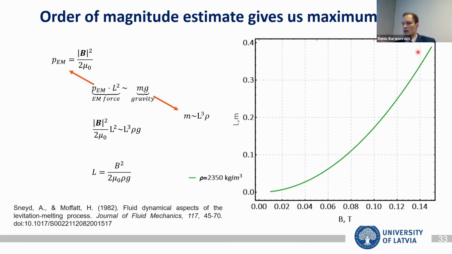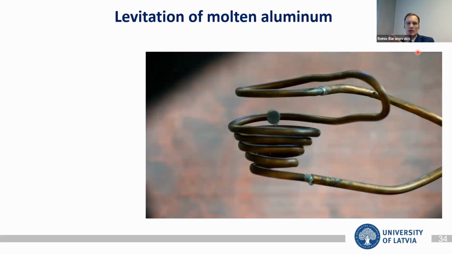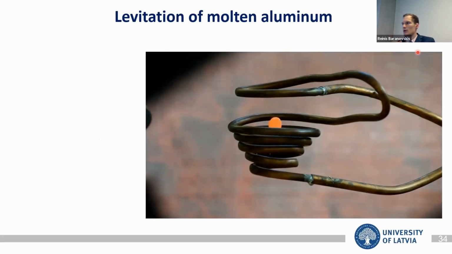The limitation lies in the stability and in the center. As I showed you, there are places locally where there's no force supporting the droplet. So I used this slide to highlight that raw electromagnetic force isn't the problem, but the local places where there's zero is the problem. And here I'm showing you a demonstration of the experiment where we levitated molten aluminum.